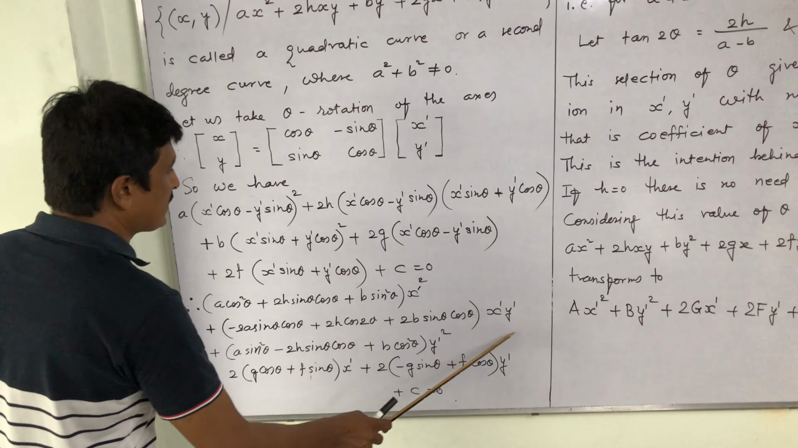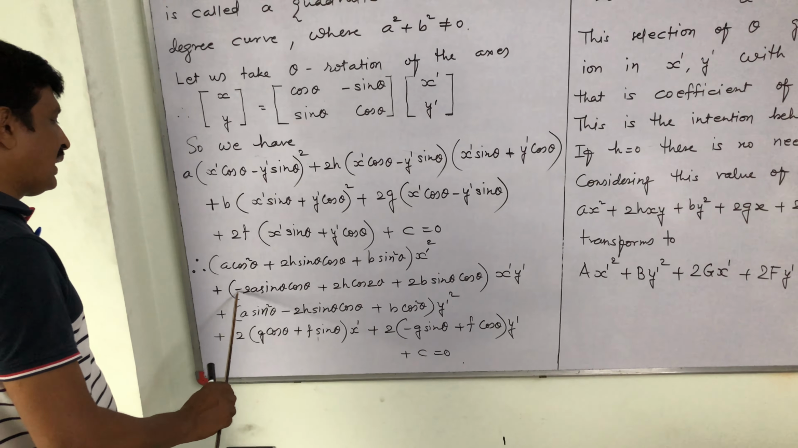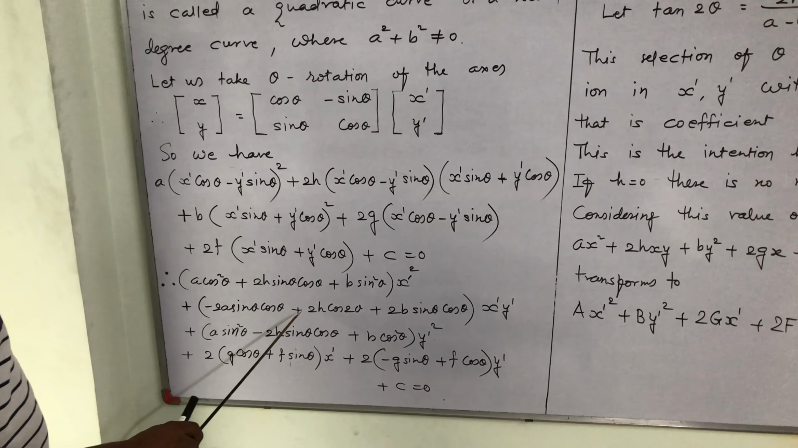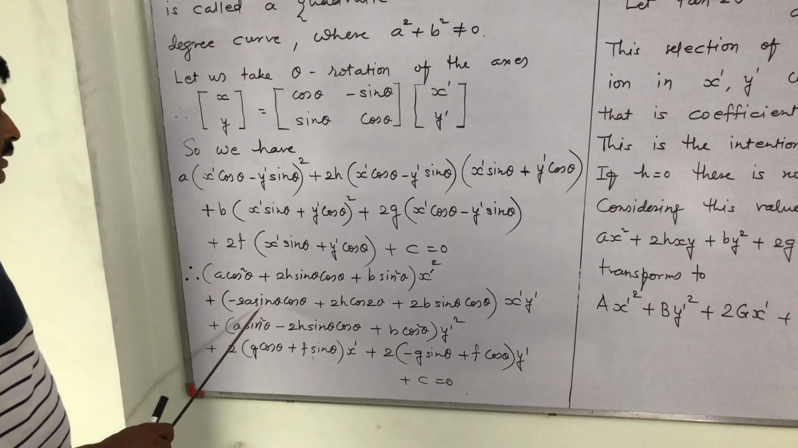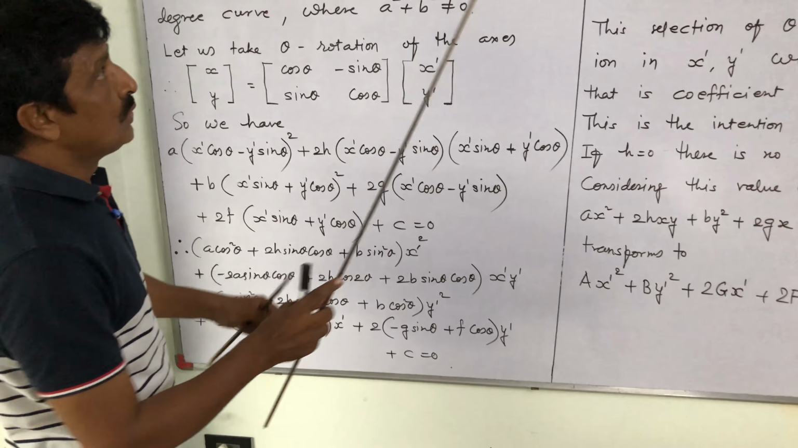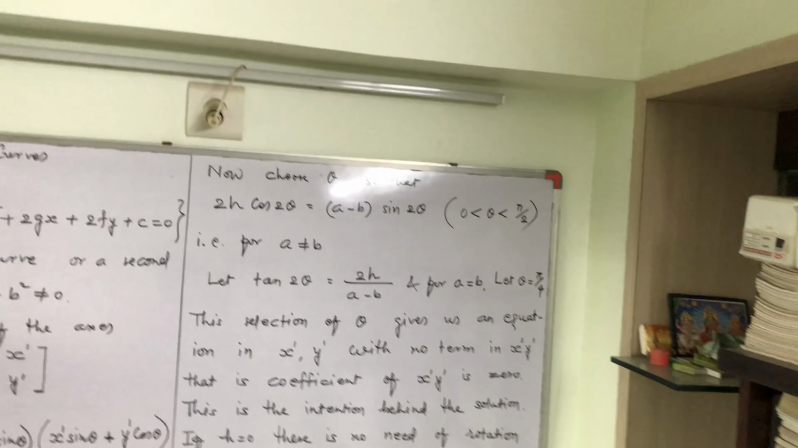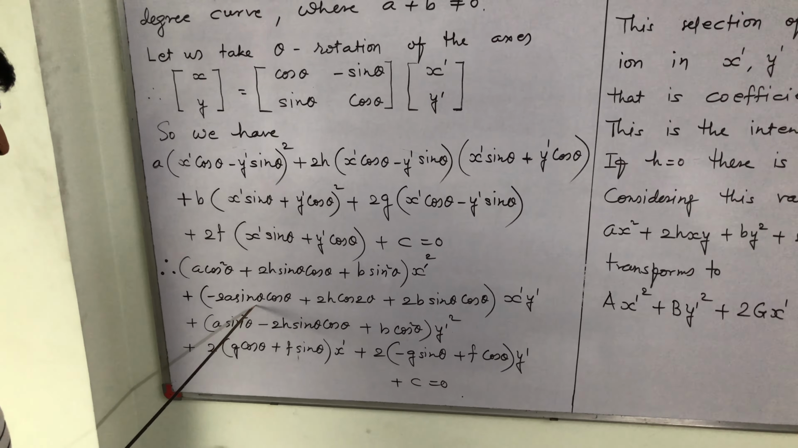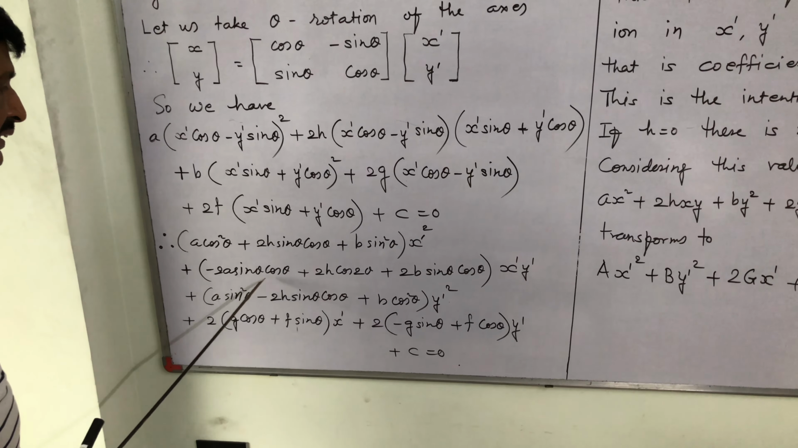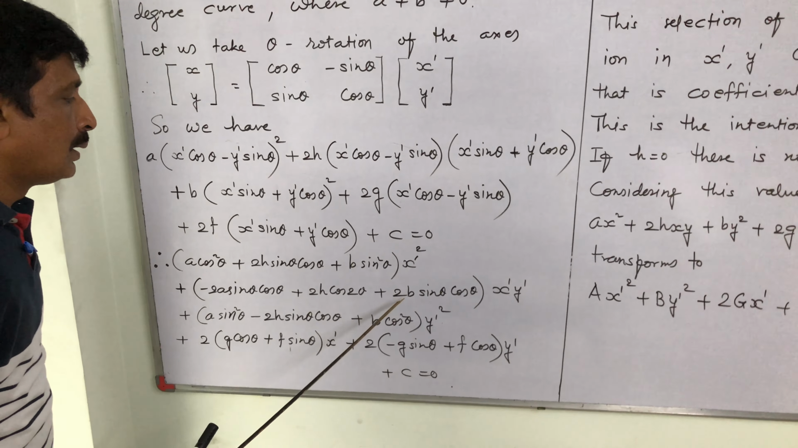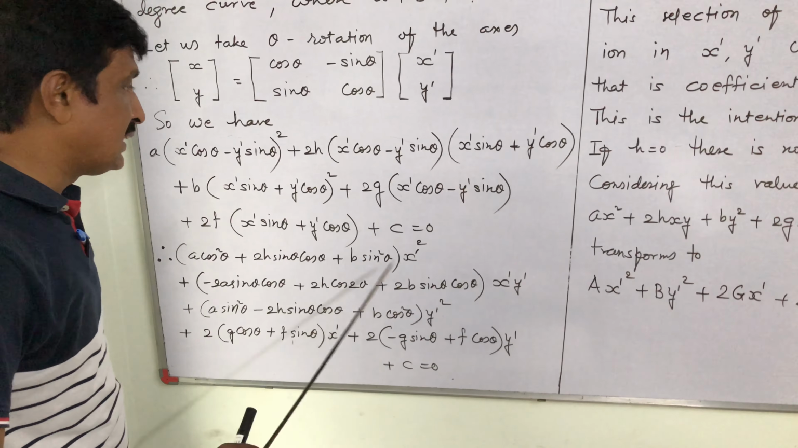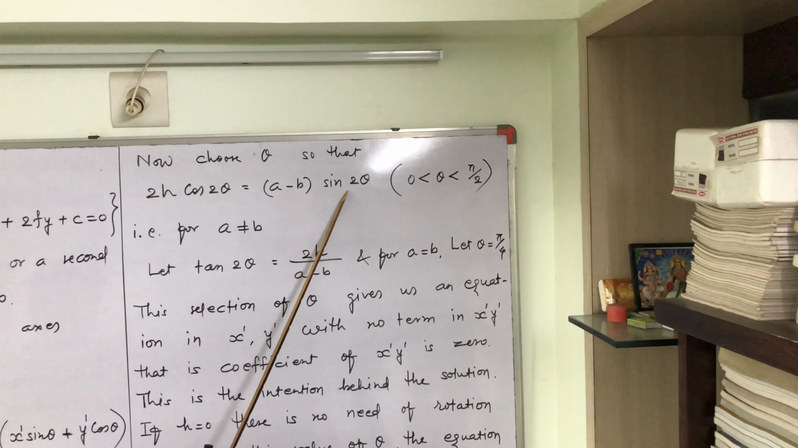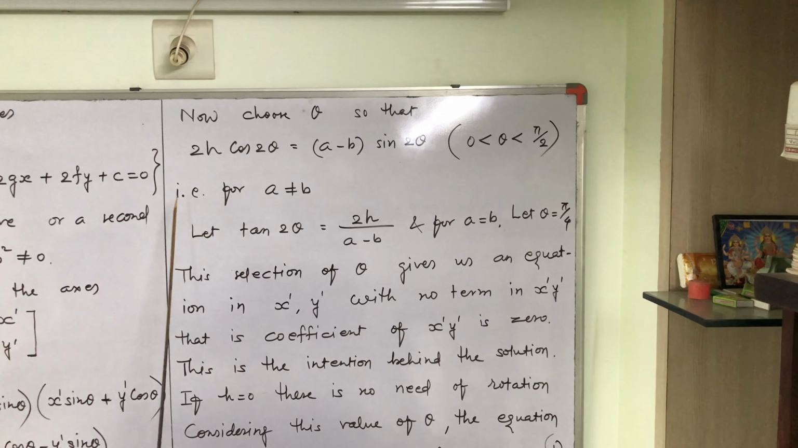But we want to eliminate the term x'y'. So we require the multiplier of x'y', which is -2a sin theta cos theta + 2h cos 2theta + 2b sin theta cos theta, to be 0. Using the trigonometric identity, this is -a sin 2theta + 2h cos 2theta + b sin 2theta, and we want this to be 0. Readjusting, we have 2h cos 2theta = (a - b) sin 2theta, where 0 < theta < pi/2.